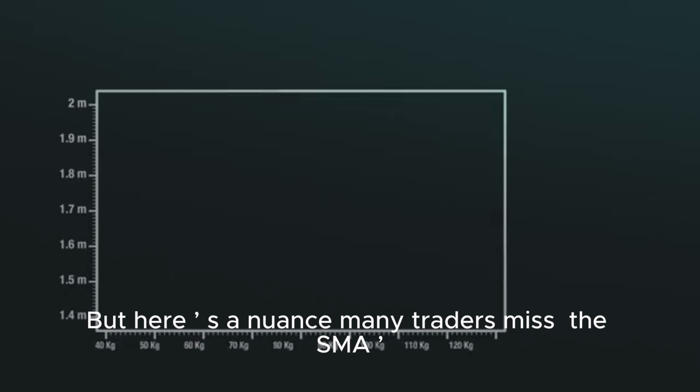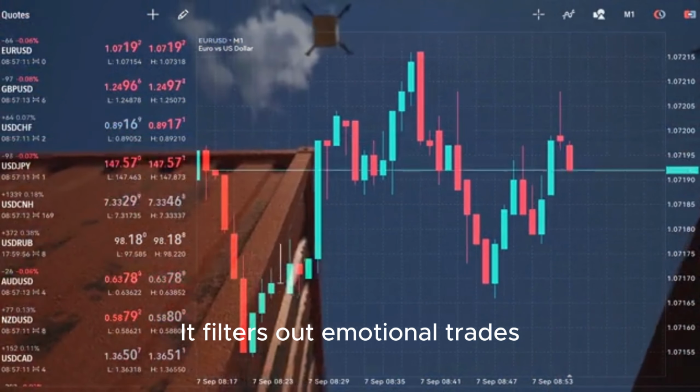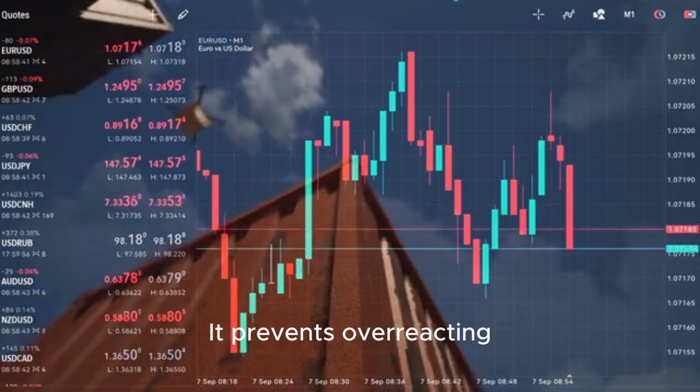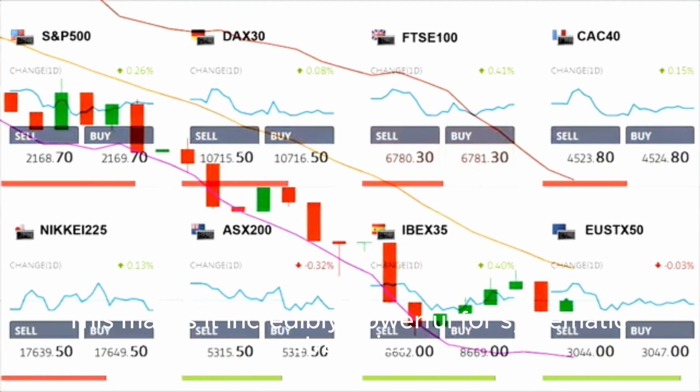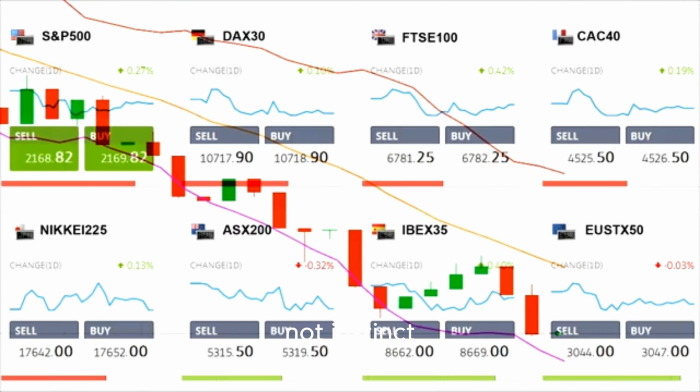But here's a nuance many traders miss. The SMA's lag isn't just a downside, it's a filter. It filters out emotional trades. It prevents overreacting. This makes it incredibly powerful for systematic strategies, where entries are based on discipline, not instinct.